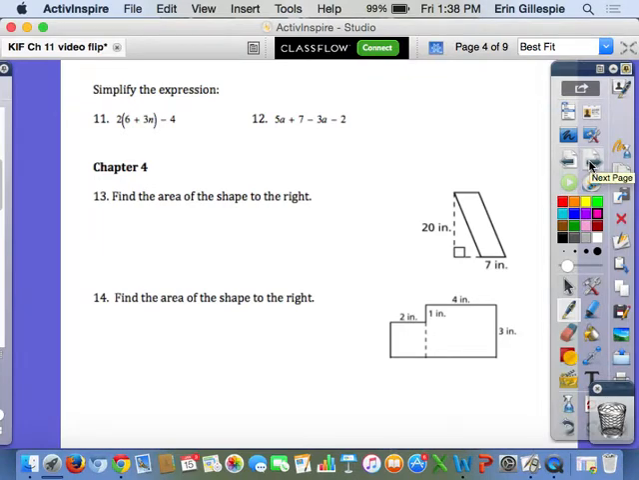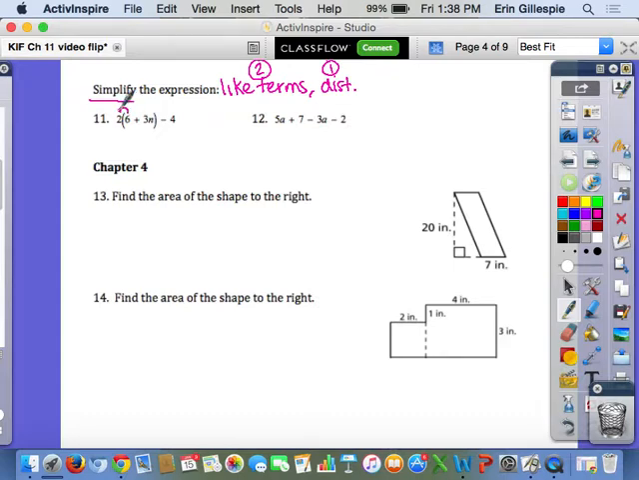On number 11 and 12, we need to simplify the expression. That means you want to look for like terms. If it's possible to distribute, you want to distribute. I should have said that first because that's actually what you should do first, is distribute, then look for like terms. So if we look at number 11, we've got 2 times the quantity 6 plus 3n minus 4. Remember, it says simplify because I can't actually solve. I don't see an equal sign. You can simplify expressions. You can solve equations.